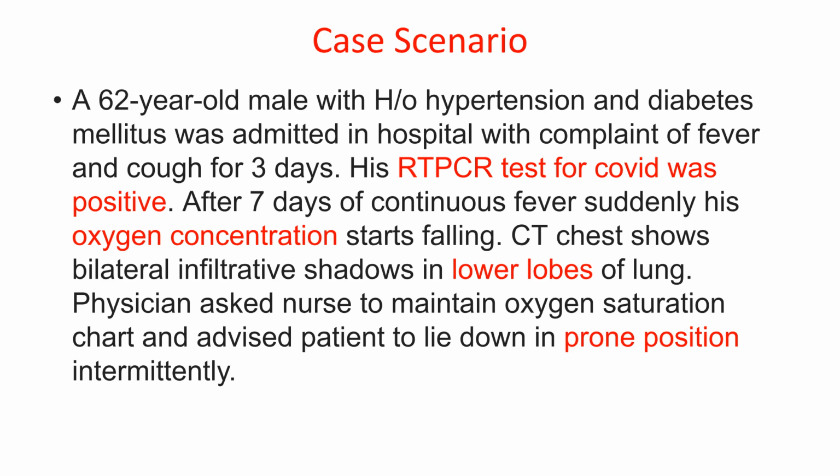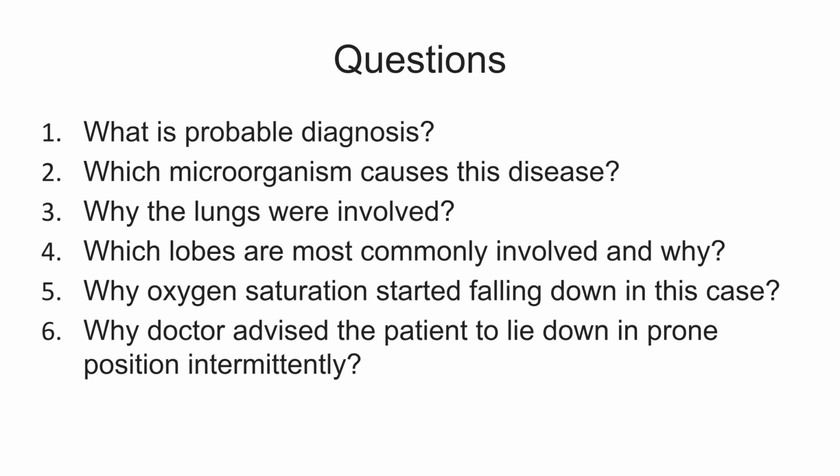Consider this case scenario. A 62-year-old male with pre-existing conditions was admitted with fever and cough. He tested positive for COVID. His oxygen concentration began to fall, and a CT scan showed bilateral infiltrative shadows in the lower lung lobes. The physician advised prone positioning and oxygen saturation monitoring. This scenario raises several questions regarding the probable diagnosis, the causative microorganism, why the lungs were involved, which lobes are most commonly involved, the reason for falling oxygen saturation, and the rationale behind prone positioning.